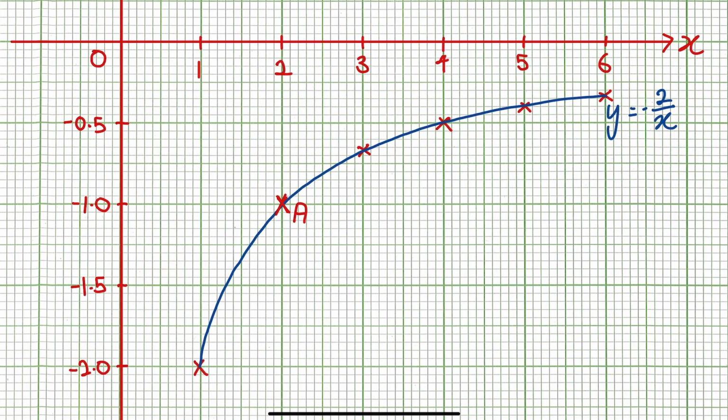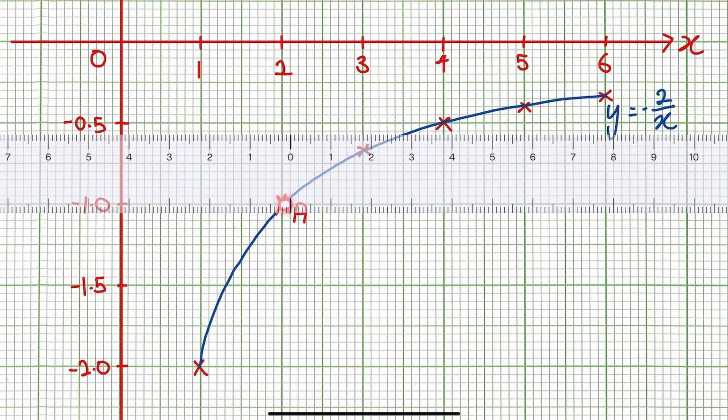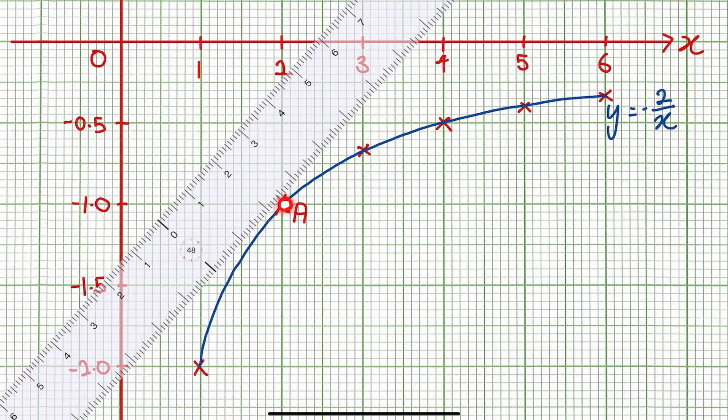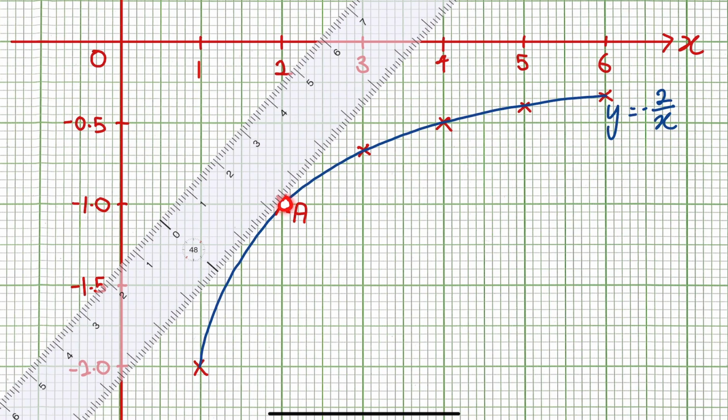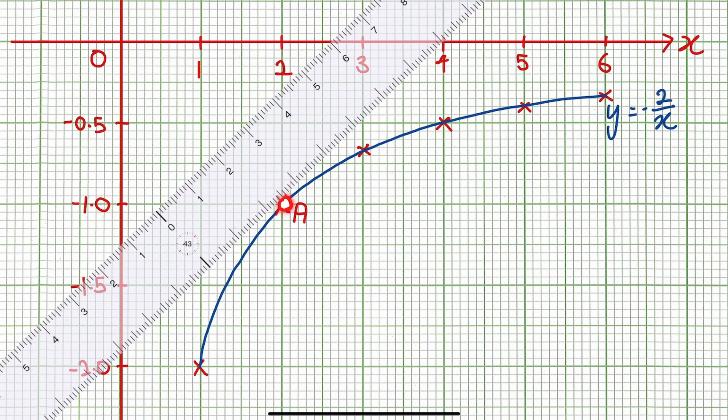To draw a tangent, first place your pencil at this point here. Now take out your ruler. Tilt your ruler such that you can adjust it so that on the left and right side, between the ruler and the curve, the area is about the same.